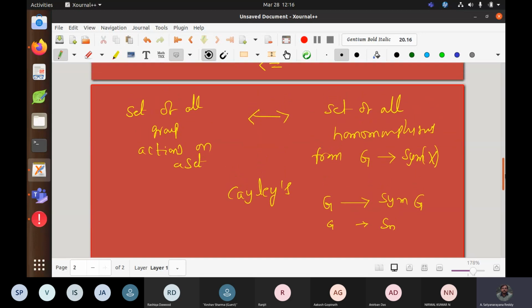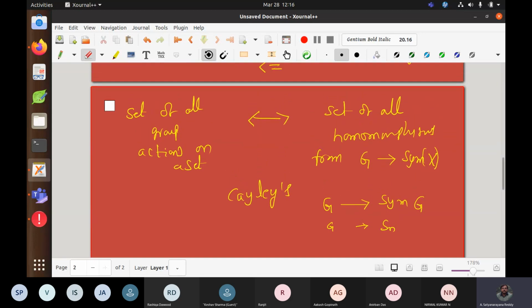Any questions till now? So this is what we have done, and a few more things. This is the main step we completed last time, right? Any questions till now?